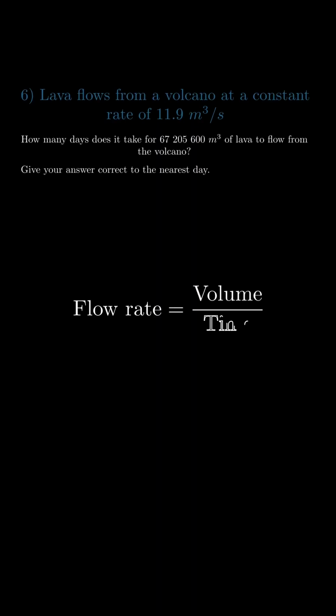Question 6. Lava flows from a volcano at a constant rate of 11.9 meters cubed per second. How many days does it take for 67,205,600 meters cubed of lava to flow from the volcano? Give your answer correct to the nearest day. Flow rate is measured in meters cubed per second, which means flow rate is volume over time. So rearranging for time, we get that time is equal to volume over flow rate.